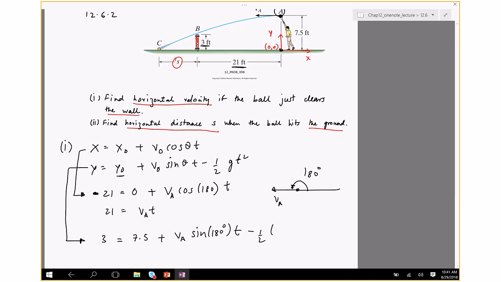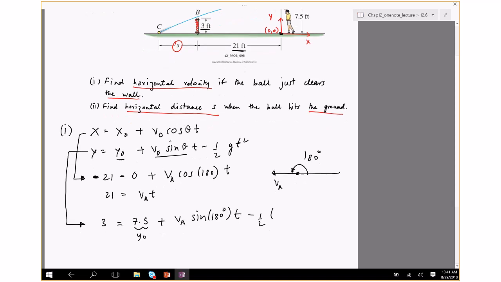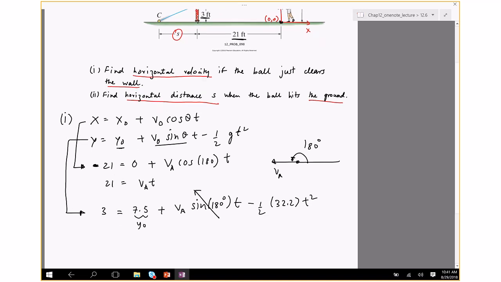The velocity term is sine of 180, so you're going to get 0. That's fine. Minus gravity, which is 32.2, times t squared. I'll give you gravity, so don't worry about it. You don't have to remember 32.2, but 32.2 is the value for gravity in the foot-pound system.